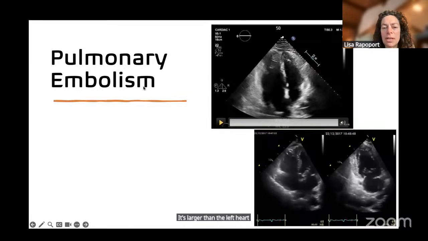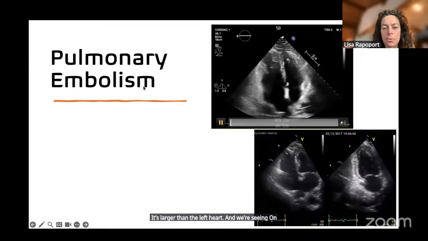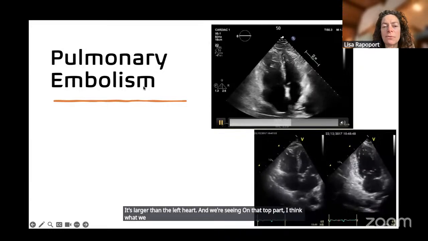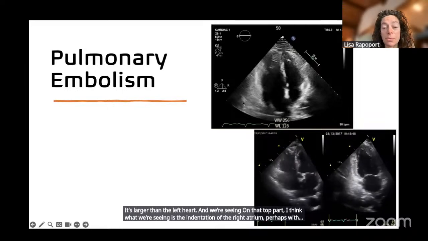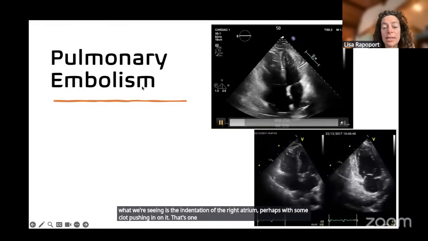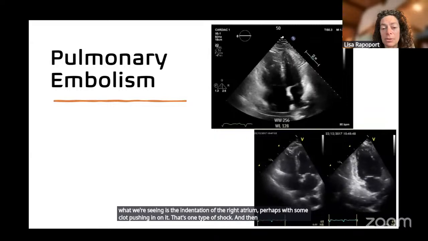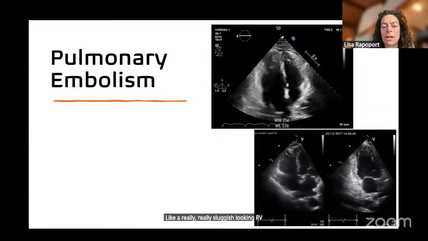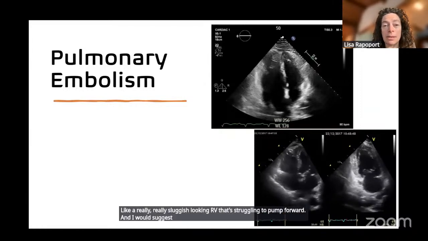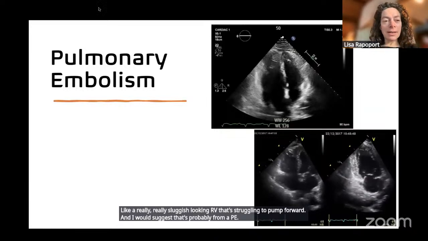And we're seeing, on that top part, I think what we're seeing is the indentation of the right atrium, perhaps with some clot pushing in on it. That's one type of shock. And then on the bottom two images, we're seeing a really, really sluggish looking RV that's struggling to pump forward. And I would suggest that's probably from a PE. Okay, next slide. Thank you.